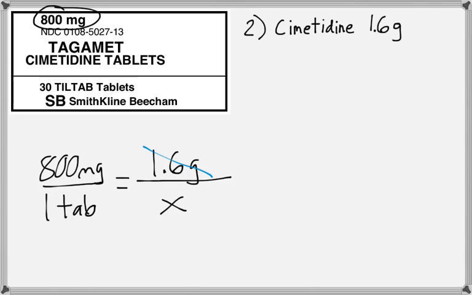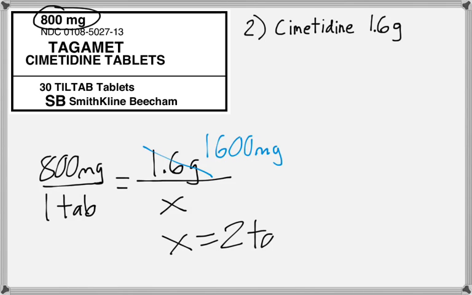So 1.6 grams is going to be 1600 milligrams. So 1 times 1600 divided by 800, and we get 2. So 2 tabs we would have to give.